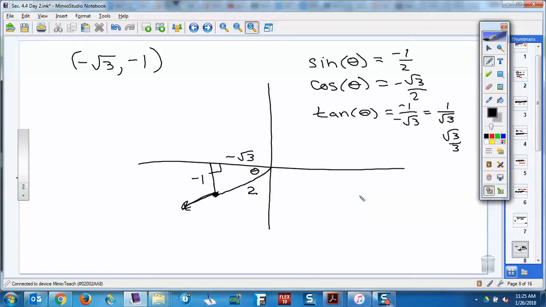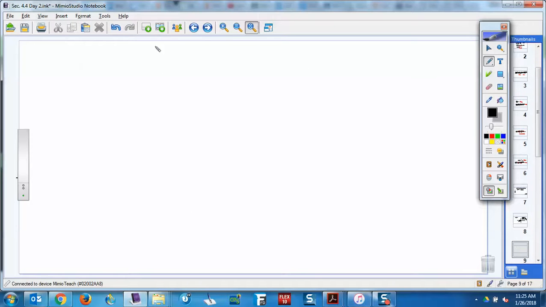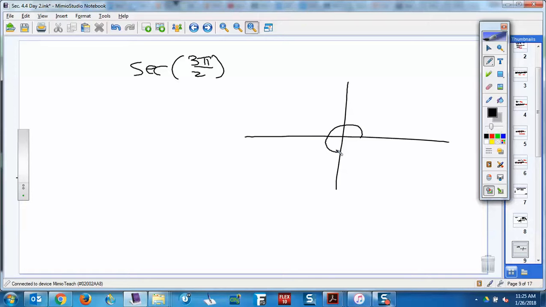Why was the secant on 39 undefined? Secant of 3 pi halves. As soon as I see 3 pi halves, what do you think? 270 degrees, right? Down around. Is there a triangle to be drawn? You cannot draw a triangle for that. If there's a point on there, there's no triangle. You can't draw a triangle.